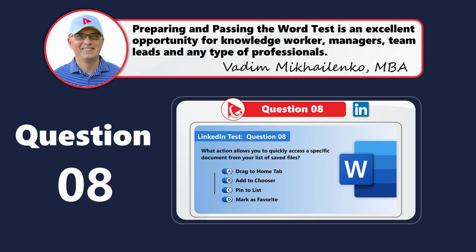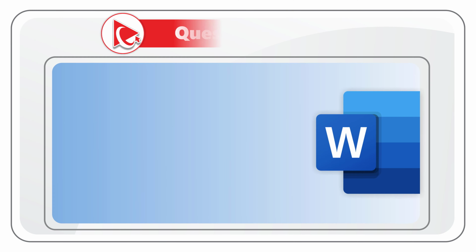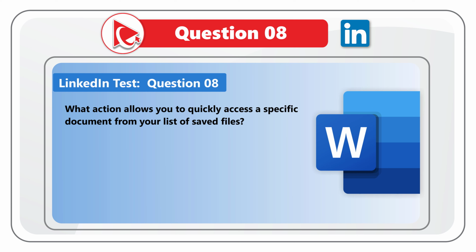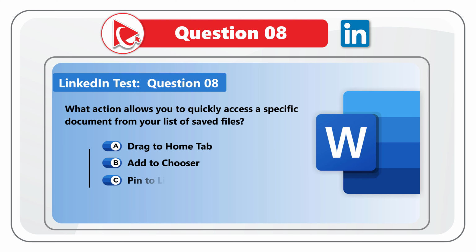Let's jump to question 8. What action allows you to quickly access a specific document from your list of saved files? And you have 4 different choices. Choice A, drag to Home tab. Choice B, add to Chooser. Choice C, pin to list. And choice D, mark as favorite. Do you know the answer?